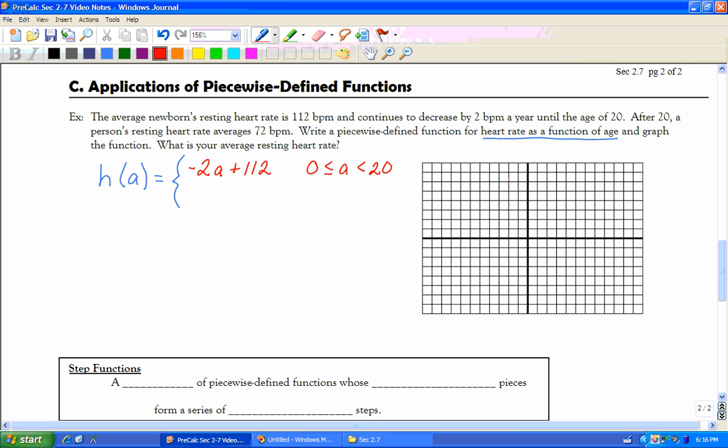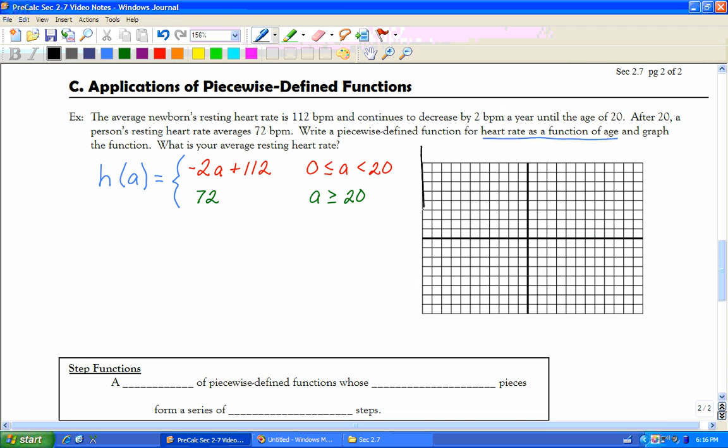So the second part of the function says after 20, a person's resting heart rate averages 72 beats per minute. So this is a horizontal line. So this is just 72 because we have no slope. And I'm going to include the age here to be greater than or equal to 20. So there's our piecewise function. Let's graph this really quick. And just ignore the horizontal and vertical lines here.